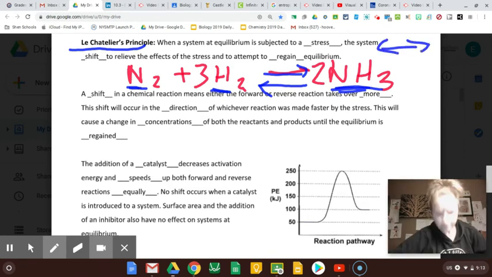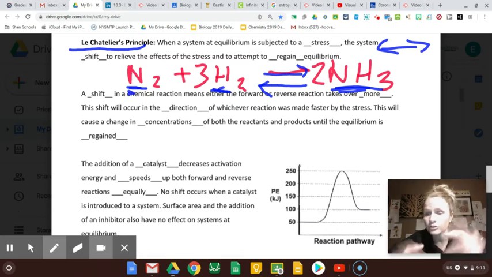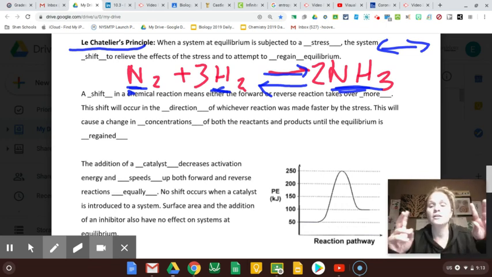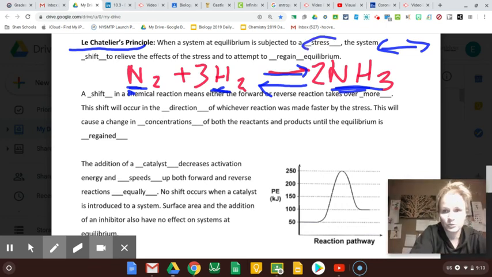Okay, so Le Chatelier said if you put a stress on a system, and a stress would just be like you do something to it. You heat it up, you add a bunch of N2, or you add a bunch of H2, or you put pressure on it. If you do something to the system, it will shift. Okay, so you're going to see the word stress. If you just do something to the system, it will shift.